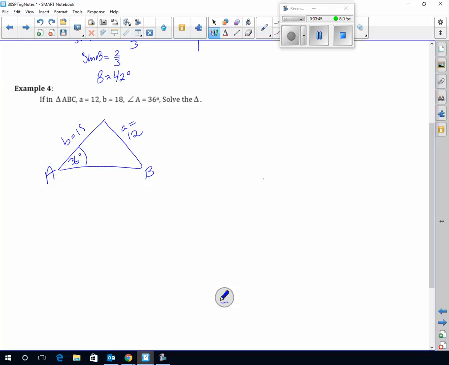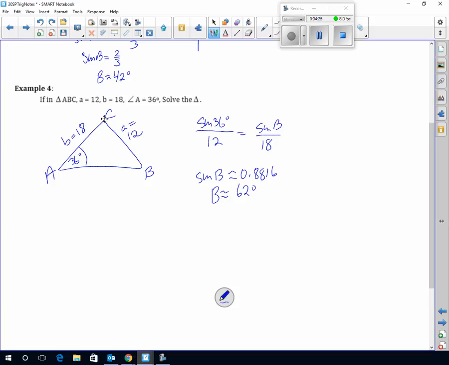Can anybody guess how many triangles you're going to get? 2. The side opposite the acute angle is shorter than that side, so you do have 2. If you memorize that, it's pretty easy. Like I said, I like doing the math part of it, right? Sine of 36, you can go ahead if you want, is equal to sine of B over 18. So I get sine of B to roughly be 0.8816. So B is approximately 62 degrees.